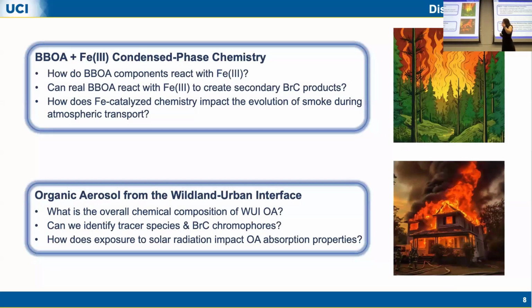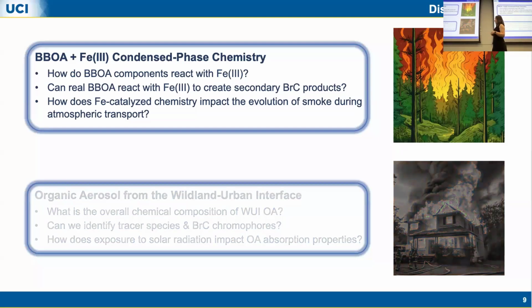All right, and so that takes me to my dissertation goals. There are 2 parts of this talk with 4 papers that I'm going to try to get through. So I'll start on top, and that is just VBOA, or biomass burning organic aerosol, iron-III condensed phase chemistry. And so we had 3 main questions that we wanted to address. We're looking at how do certain substituents of VBOA interact with iron? Can real VBOA that I produce in the lab undergo similar reactions with iron in order to produce secondary brown carbon products? And then how does this iron catalyzed chemistry impact smoke evolution as it transports around the globe?